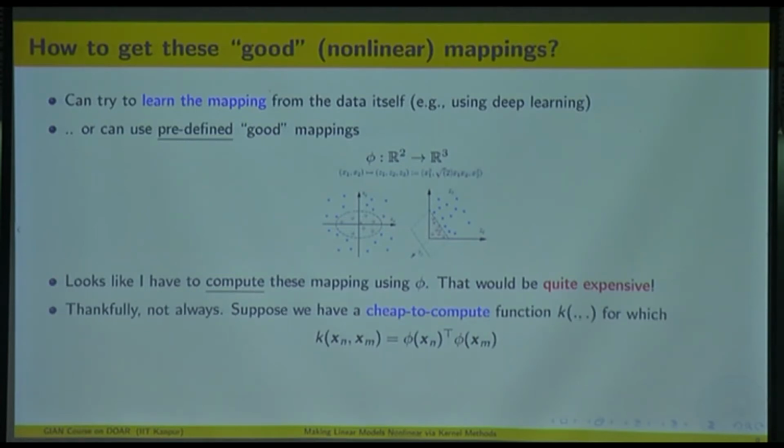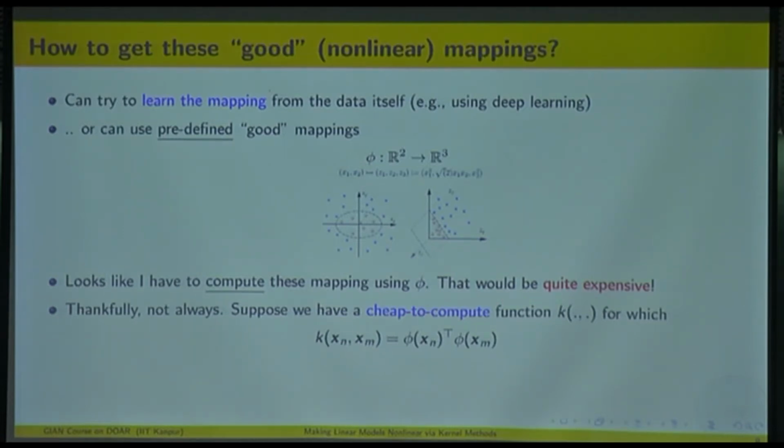However, luckily, in many cases we do not have to explicitly compute this mapping phi. What I mean by explicitly is that you would never have to compute these features. You won't have to compute the values of the features, so you would never have to carry out this mapping. This will be possible to do using something called a kernel function.